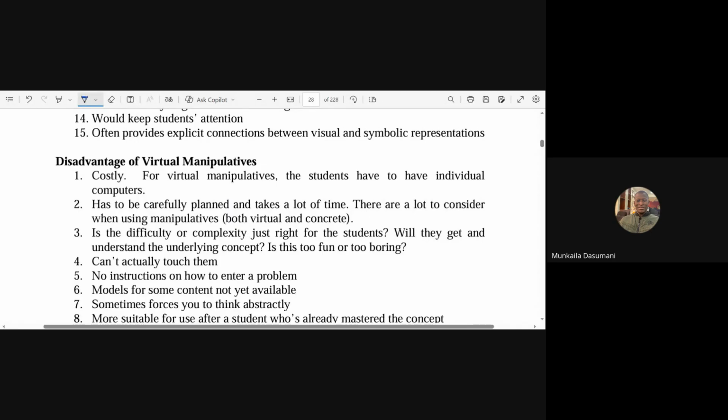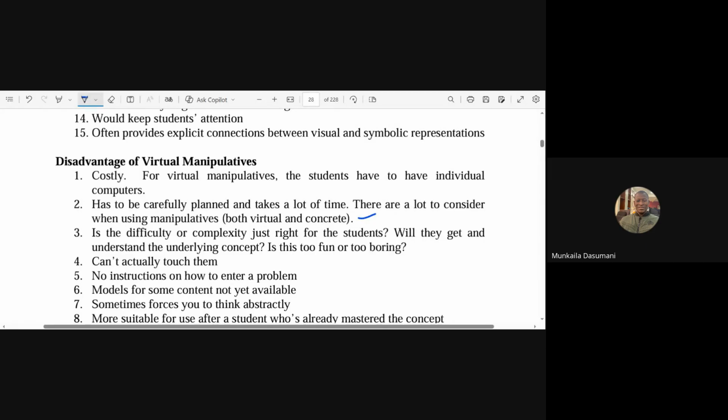It has to be carefully planned and takes a lot of time. There is a lot to consider when using manipulatives. But especially when it comes to the virtual and the concrete, it should be carefully planned and takes a lot of time because it's the internet version. You don't know how it's going to be.